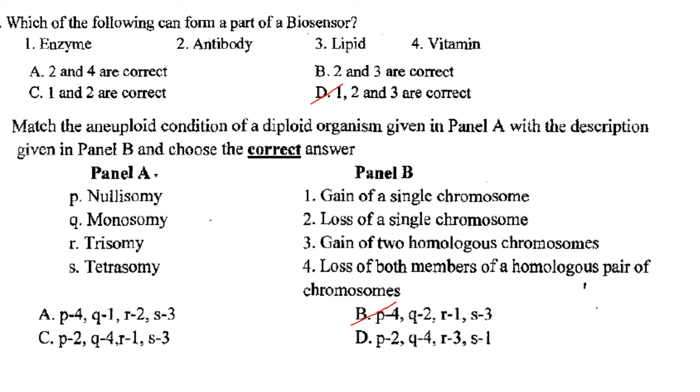The next one, match the aneuploid condition of a diploid organism given in panel A with the corresponding description given in panel B and choose the correct answer. Nullisomy is loss of both members of a homologous pair of chromosomes, P4. Monosomy is loss of a single chromosome, Q2. Trisomy is gain of a single chromosome, R1. And tetrasomy is gain of two homologous chromosomes, S3. So the answer is option B, P4, Q2, R1, S3.